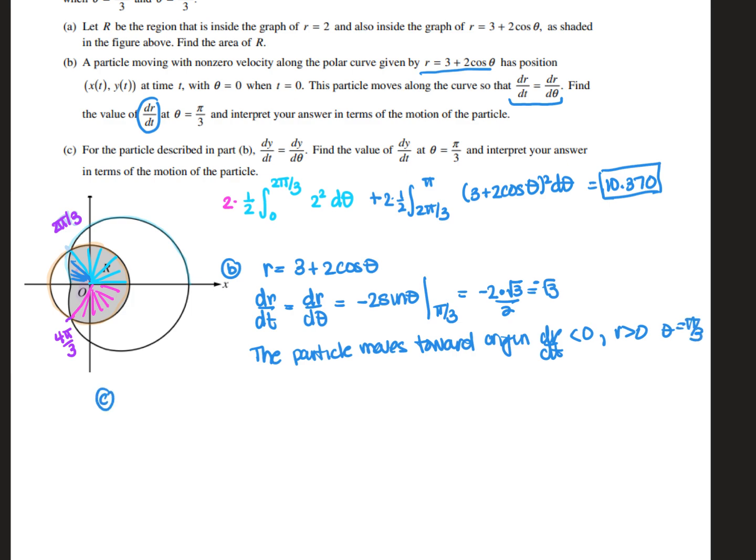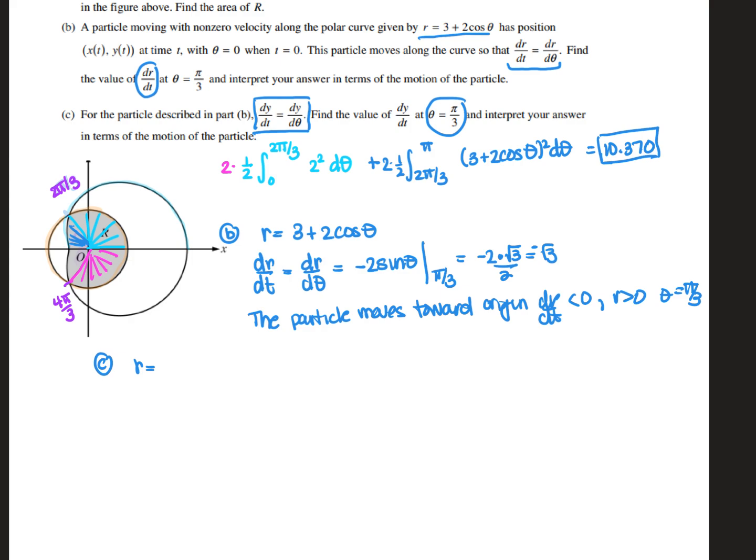Part C. For the particle described in Part B, we know that we have dy dt is equal to dy d theta. And we're again going to find the value of dy dt at theta equals pi over 3 and interpret the motion. Okay, so we start with r is equal to 3 plus 2 cosine theta. We know that the equation for y would be r sine theta. So for us, that would be 3 plus 2 cosine theta times sine theta.